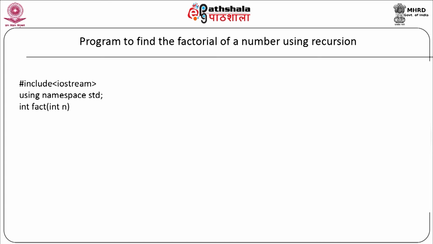int fact(int n), where n is passed as a parameter to the factorial function. We will start with the function body. If n is less than 0, then return 0. If n is equal to 0 or n is equal to 1, then return 1. Else return n * fact(n - 1), and the function will end.